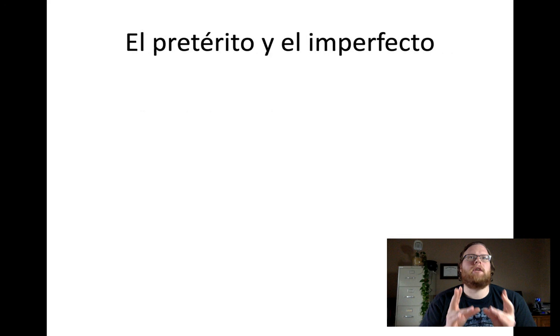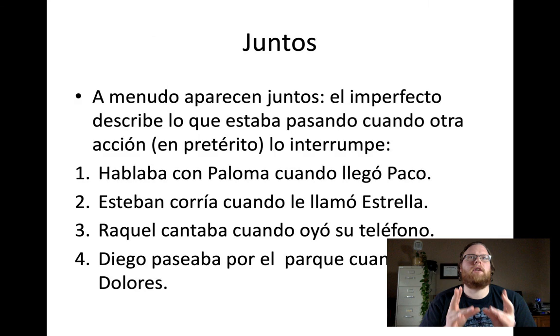Ahora vamos a hablar un poco sobre la combinación. So we're going to really go off of that idea we saw when I talked about setting the scene. So a lot of times we can see here the imperfect describes what was going on when another action in the preterite interrupts it. Entonces, por ejemplo, hablaba con Paloma cuando llegó Paco. I was talking to Paloma when Paco arrived.